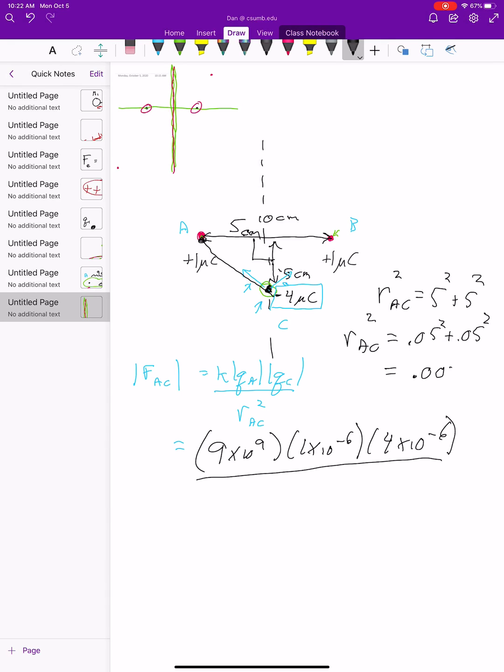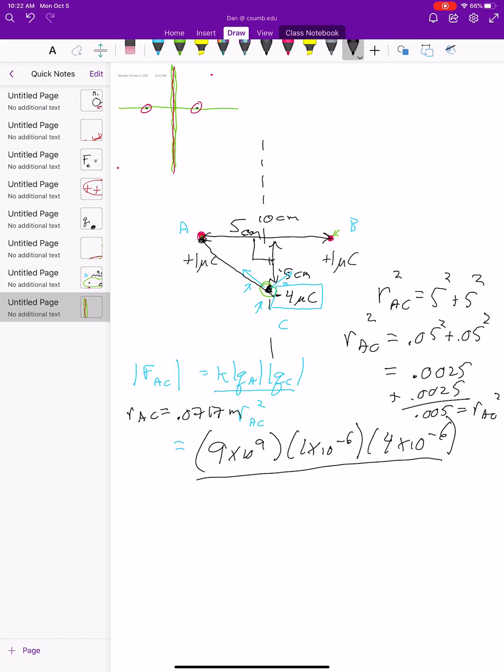Well, let's see. I'll go 0.0025 plus 0.0025. That makes it 0.005. That is what RAC squared is. If you take the square root of 0.005, you'll get that RAC is 0.0717 meters. So I'm going to write that here. I think that's what it comes out to. Square root of 0.005. Try that in your calculator.